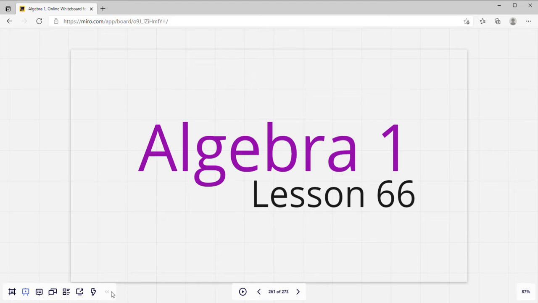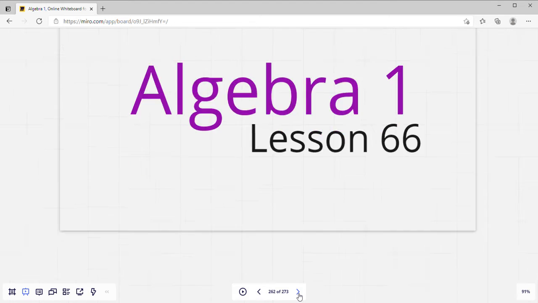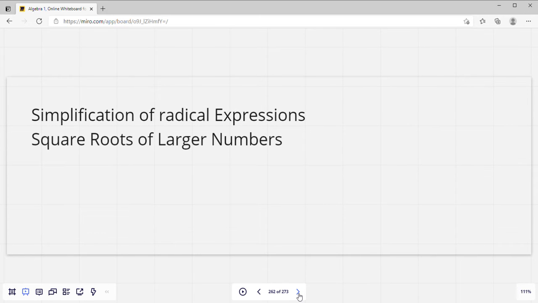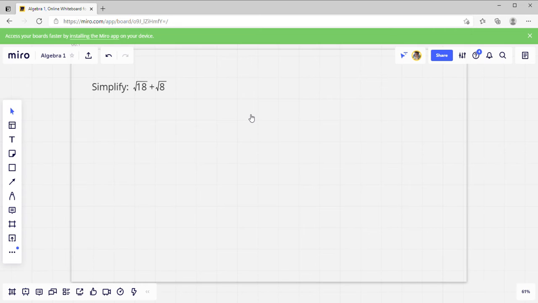Hi everybody, this is Algebra 1, Lesson 66, and this lesson covers simplification of radical expressions and square roots of larger numbers. Alright, so we already learned that when we're simplifying a radical expression, we can break down some of those expressions into something that's easier.